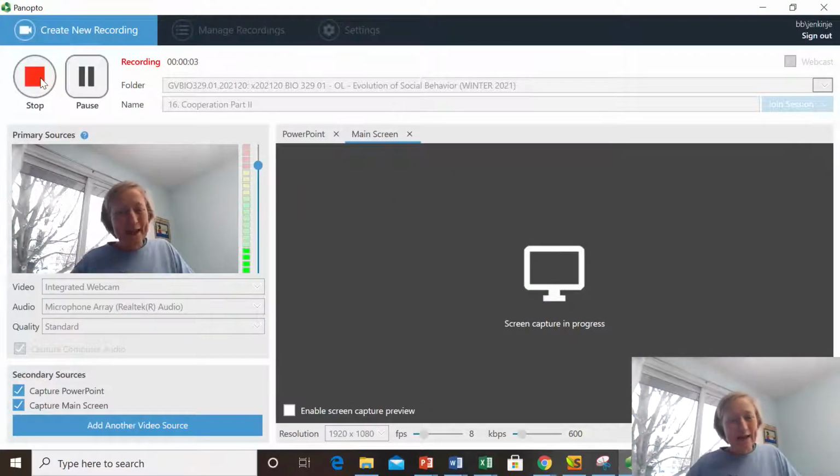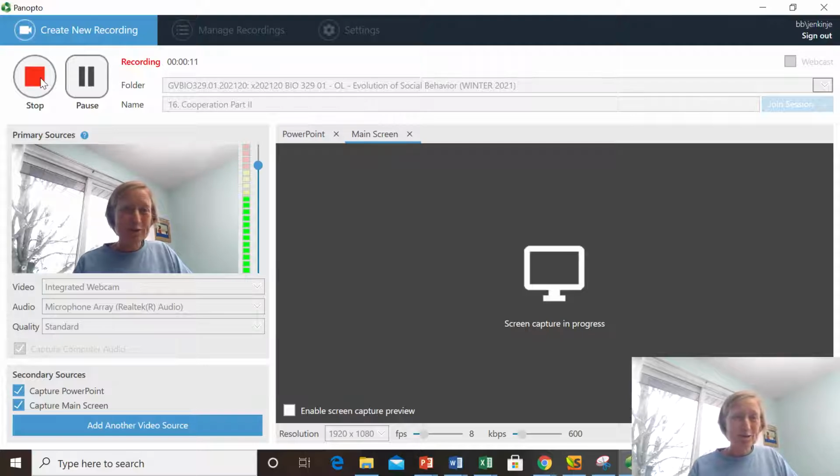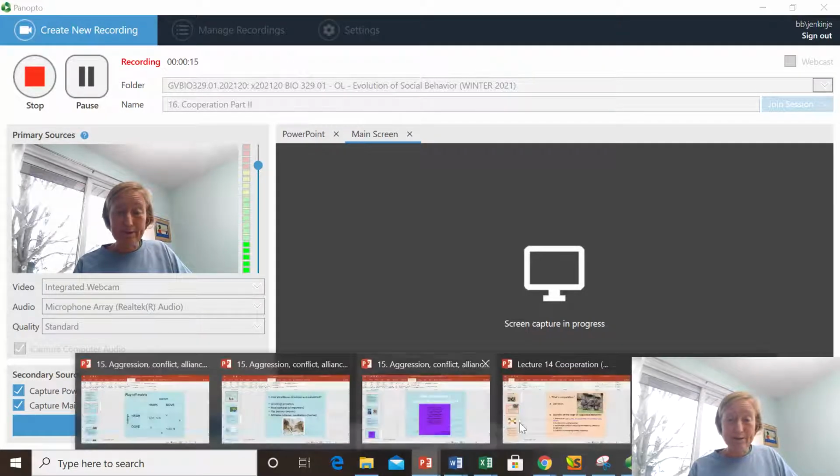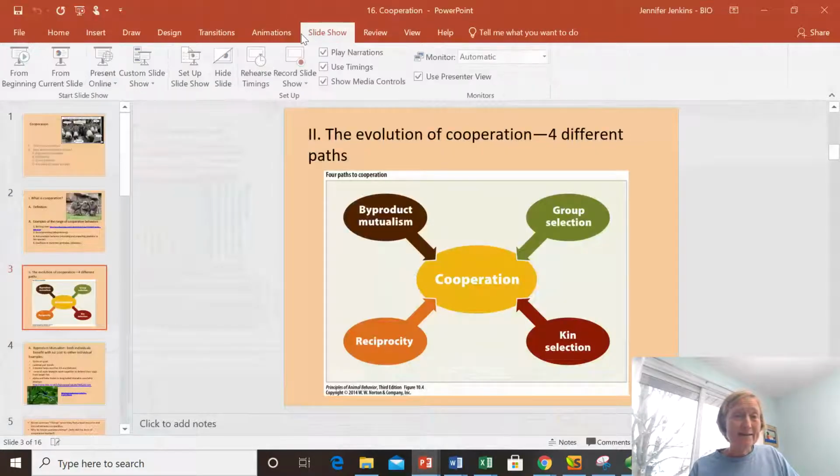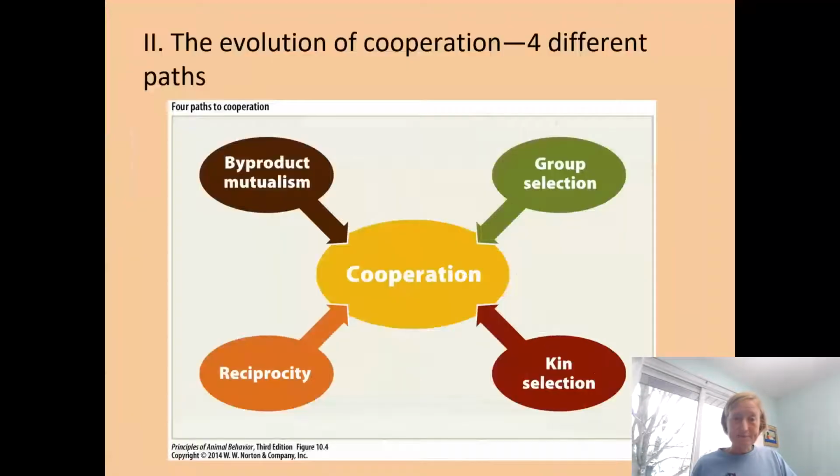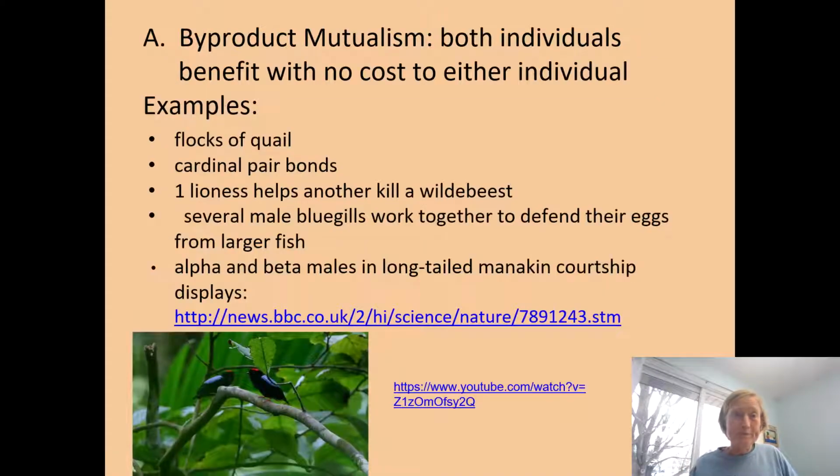Alrighty, we're going to take a look at four mechanisms that lead to the evolution of cooperation in animals. We'll start with byproduct mutualism. So let me get to my PowerPoint slide and we'll do it. Okay, so let's take a look at byproduct mutualism.